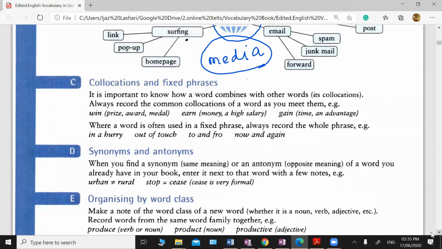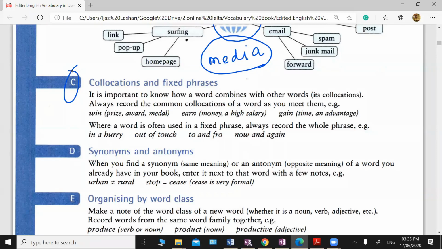Okay. The next thing is the C part here. That is collocations and fixed phrases. Collocation we studied yesterday, that words combine with other words. It is important to know how a word combines with other words. This is called collocation, meaning putting different words together. This is another great way to learn the language. Always record the common collocations of a word as you meet them. For example, there is a word win.